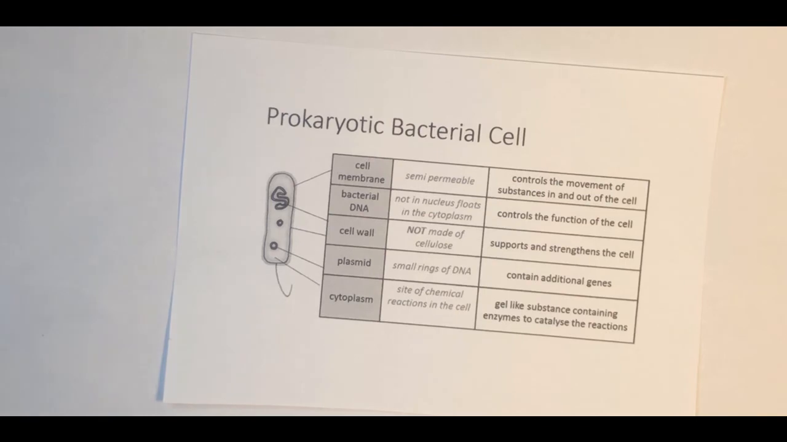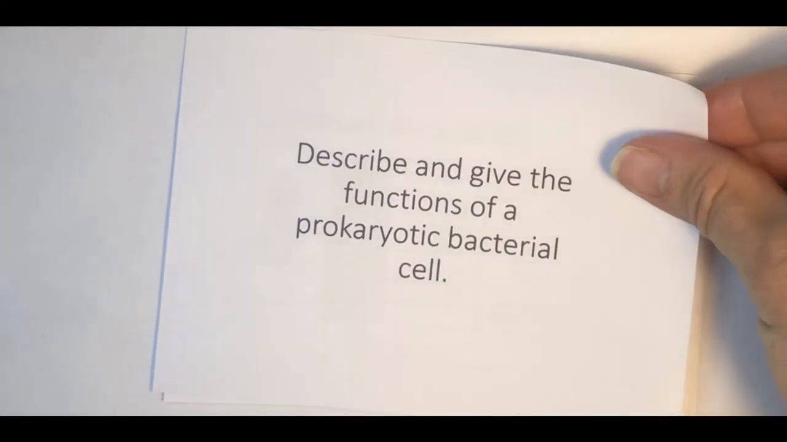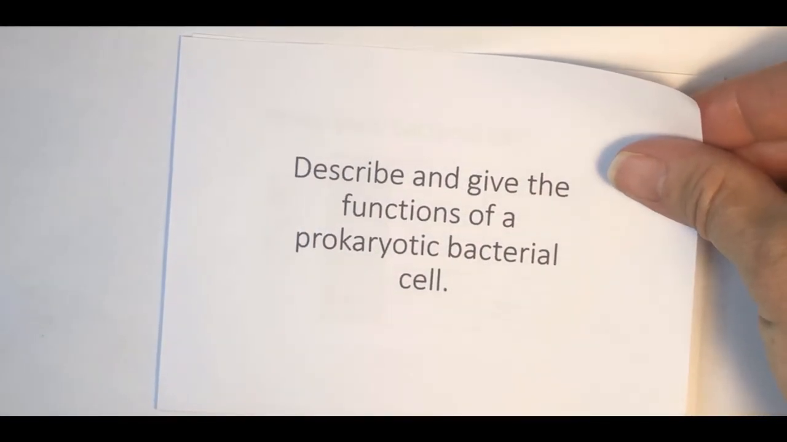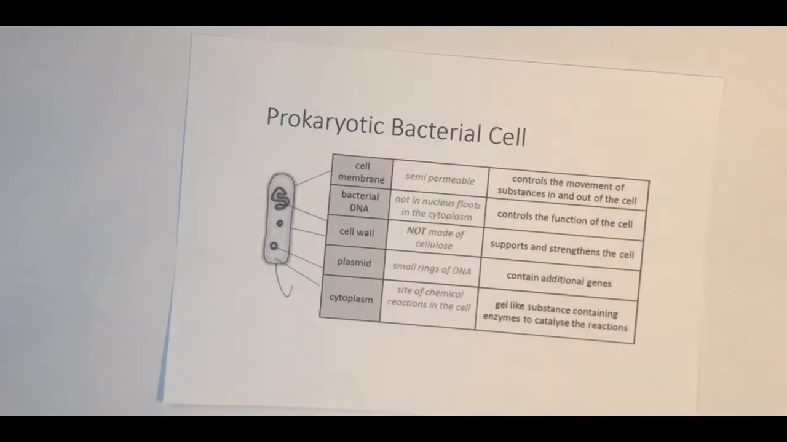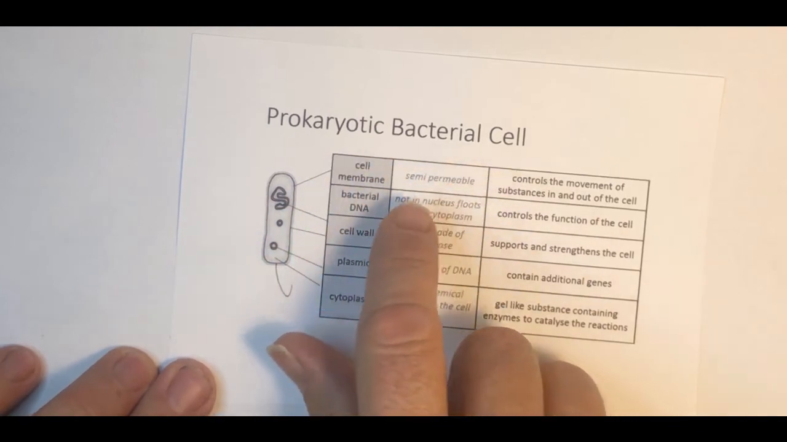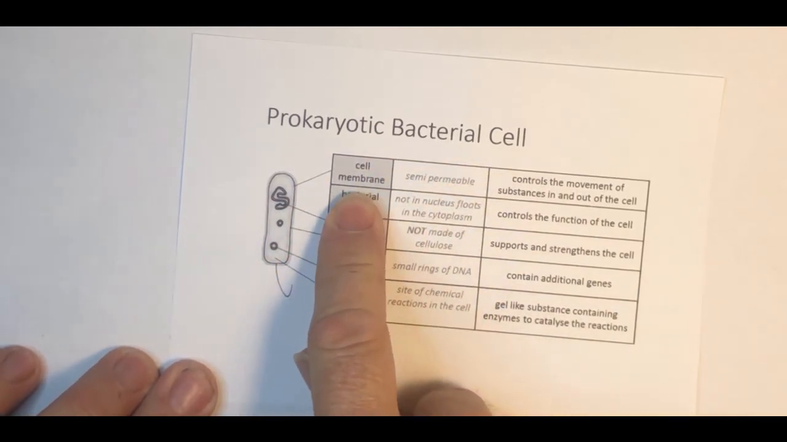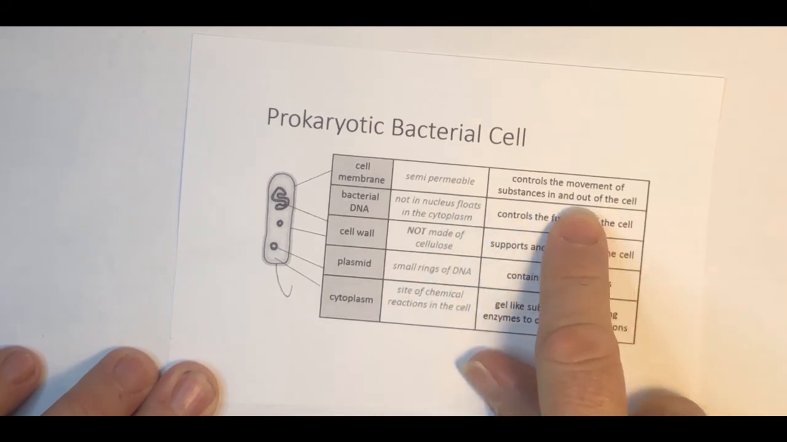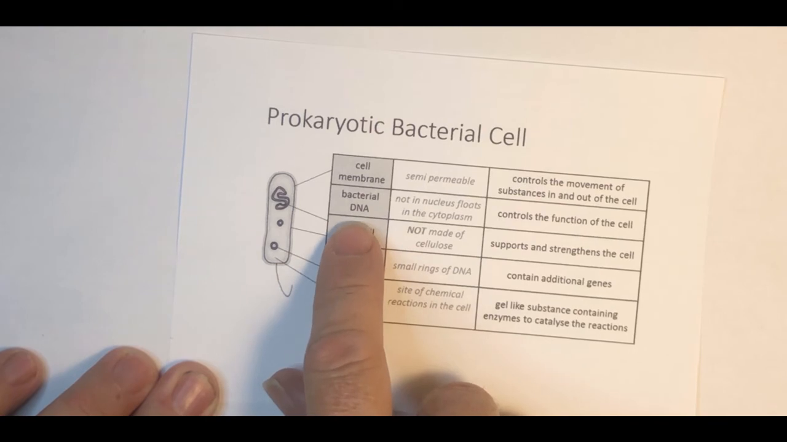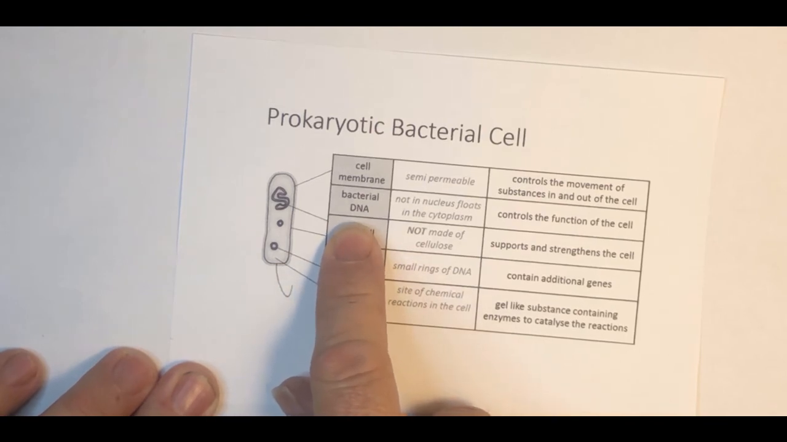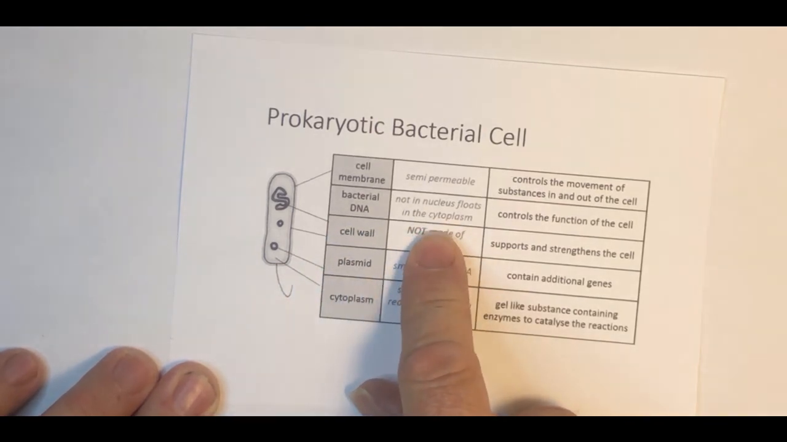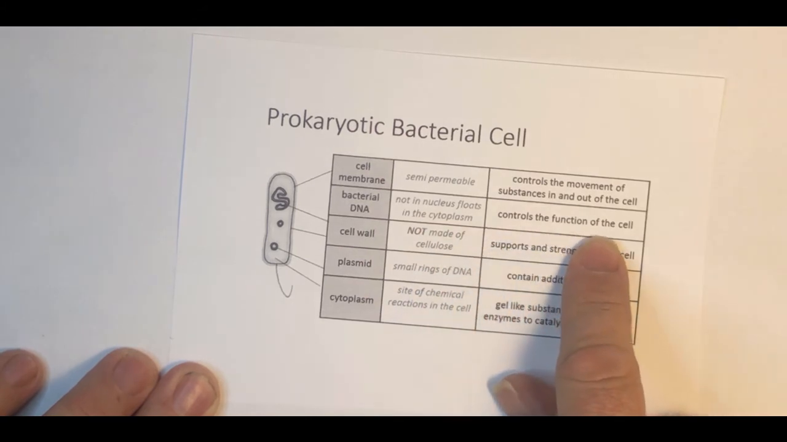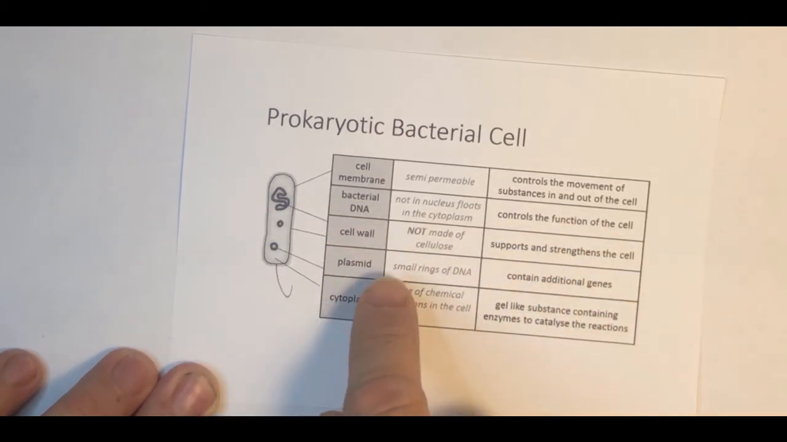Now, the question is, describe and give the functions of the prokaryotic bacterial cell. So to answer this question, you need to say a prokaryotic bacterial cell contains a cell membrane. The cell membrane is semi-permeable, and it controls the movements of substances in and out of the cell. Then you need to say it also contains bacterial DNA. It is not in a nucleus, and it controls the function of the cell. So there is no nucleus.